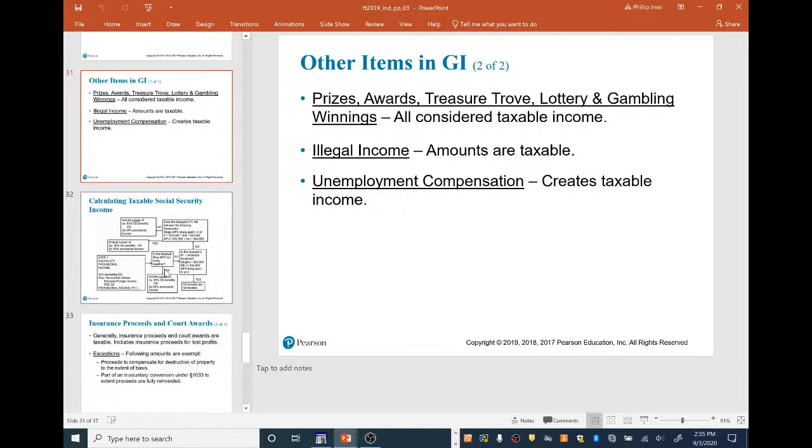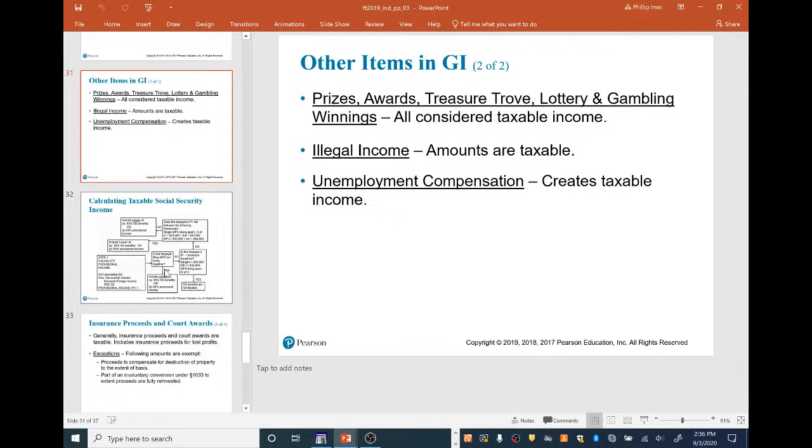What a category, huh? Illegal income. Amounts are taxable. So I guess as long as you pay your taxes, all is well in the IRS's eyes, as long as you're giving them their money. Maybe not in the FBI's or the DEA's eyes, but according to the IRS, as long as you pay them their money for what you're doing wrong, they're all happy.